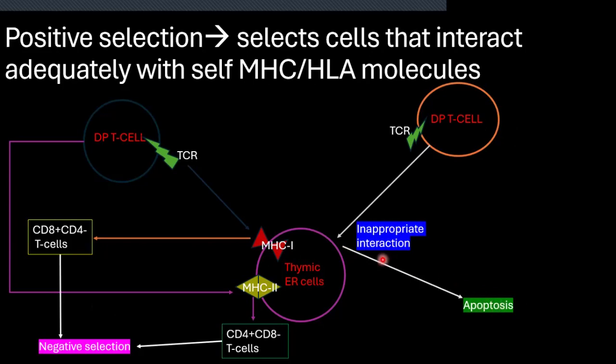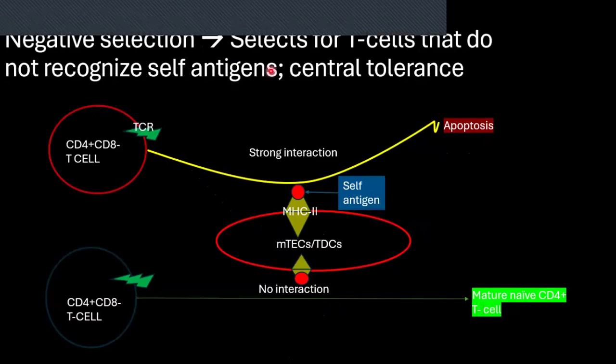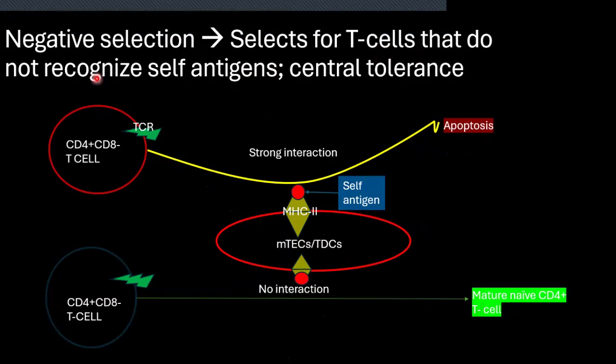Within the medulla now is negative selection. Negative selection selects T cells that do not recognize self-antigens, and this concept is known as central tolerance. Central tolerance, very important. Now, how is that happening? In the medulla, you have what are known as medullary thymic epithelial reticular cells, or thymic dendritic cells.